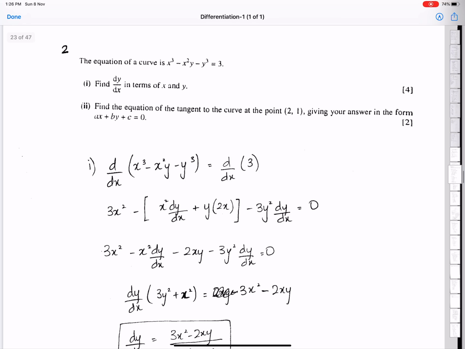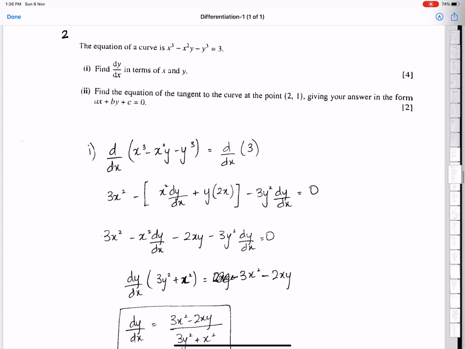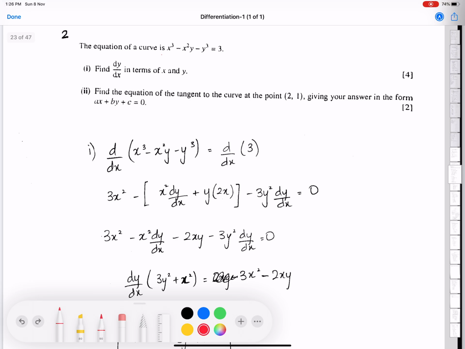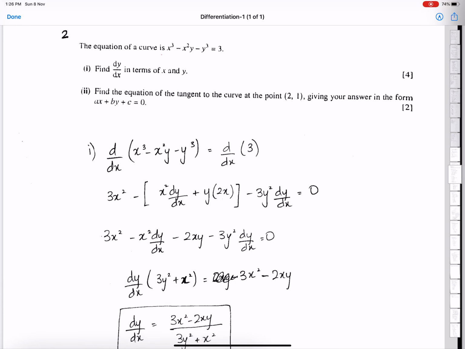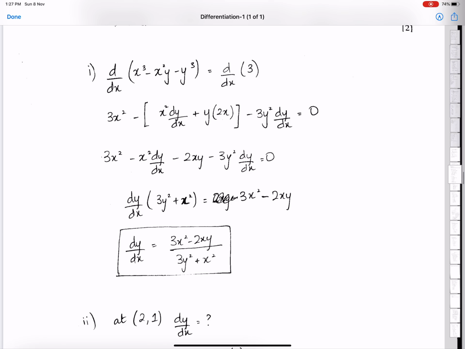Question number 2 is of implicit functions, because y is not the subject and we cannot make y the subject in this equation. So find dy upon dx. This is step number 1 and this is one of the most important steps. Always multiply both sides of the equation by d upon dx.